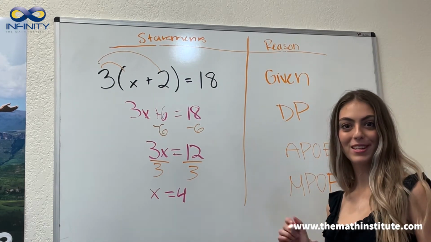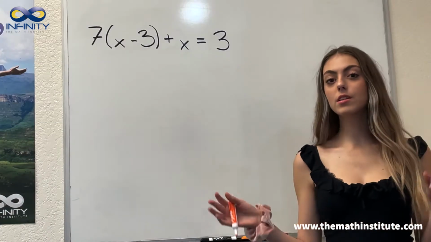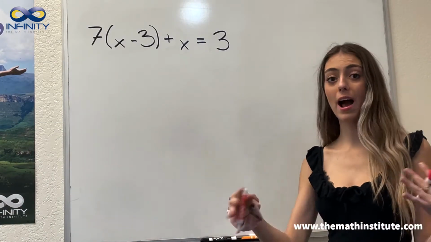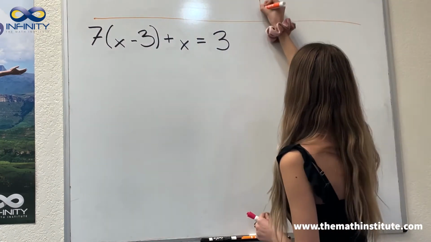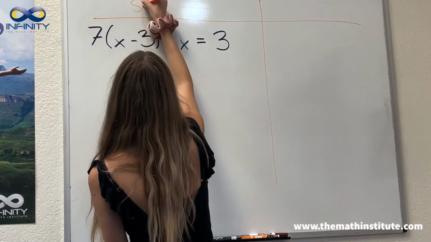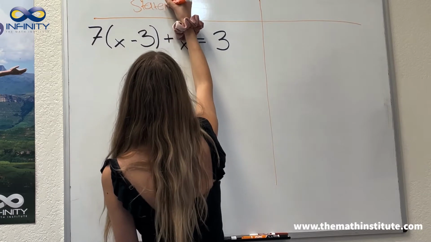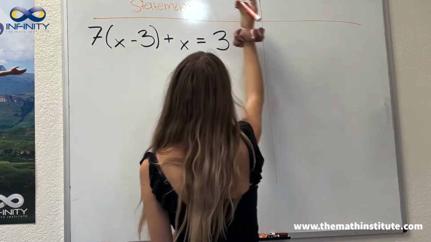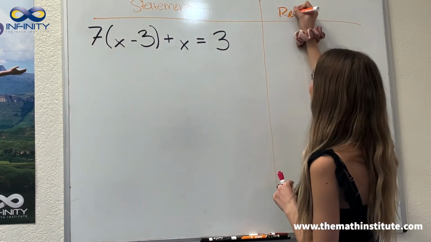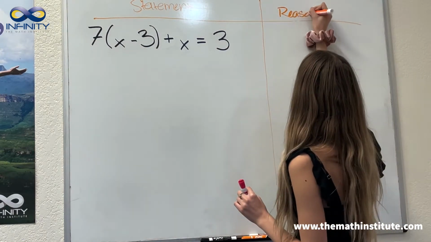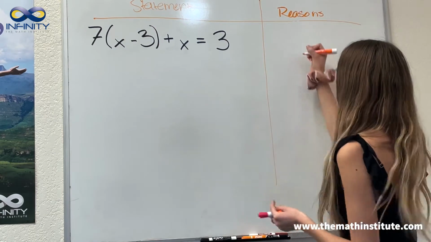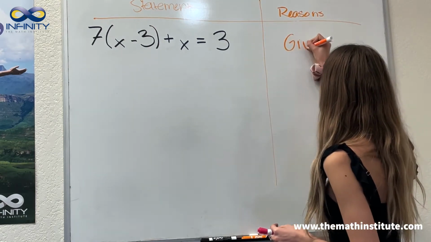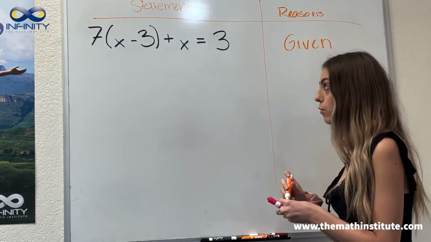Let's take a look at some more examples. So in this problem, we're going to be doing the proof as we are going. So let's start. The left side again is the statements, and the right side is reasons. Again, why do we know this? It is because it is given to us. So our first proof would be given.